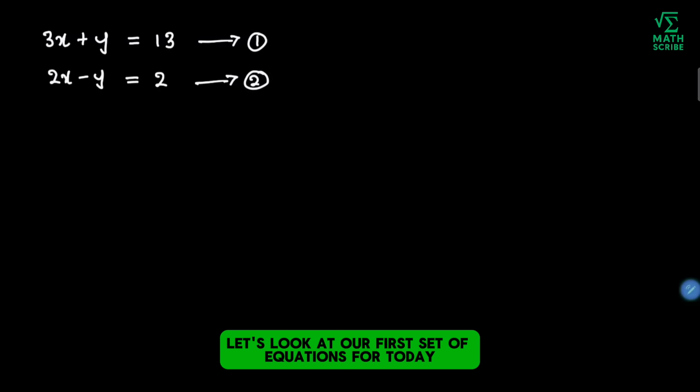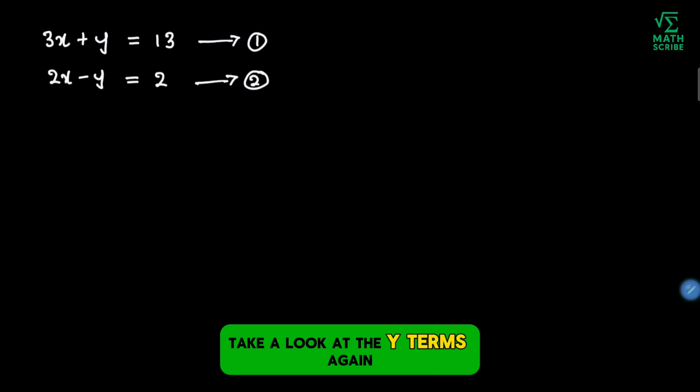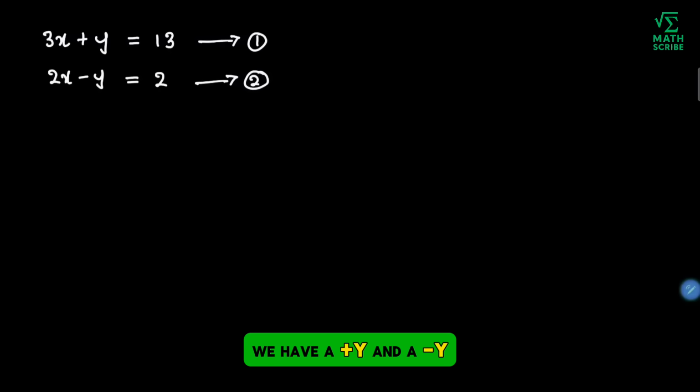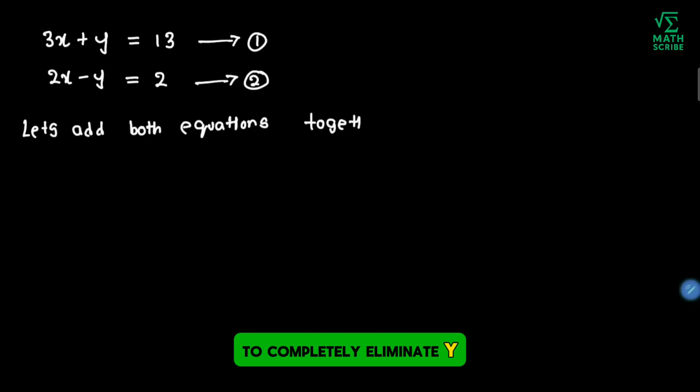Let's look at our first set of equations for today. Equation 1 is 3x plus y equals 13 and equation 2 is 2x minus y equals 2. Take a look at the y terms again. We have a positive y and a negative y. Since they have opposite signs, let's add both equations together to completely eliminate y.